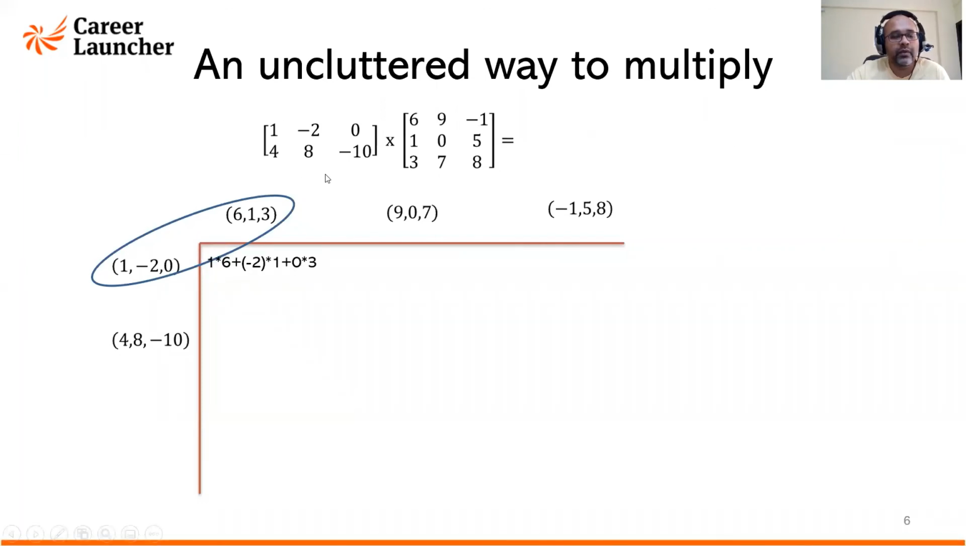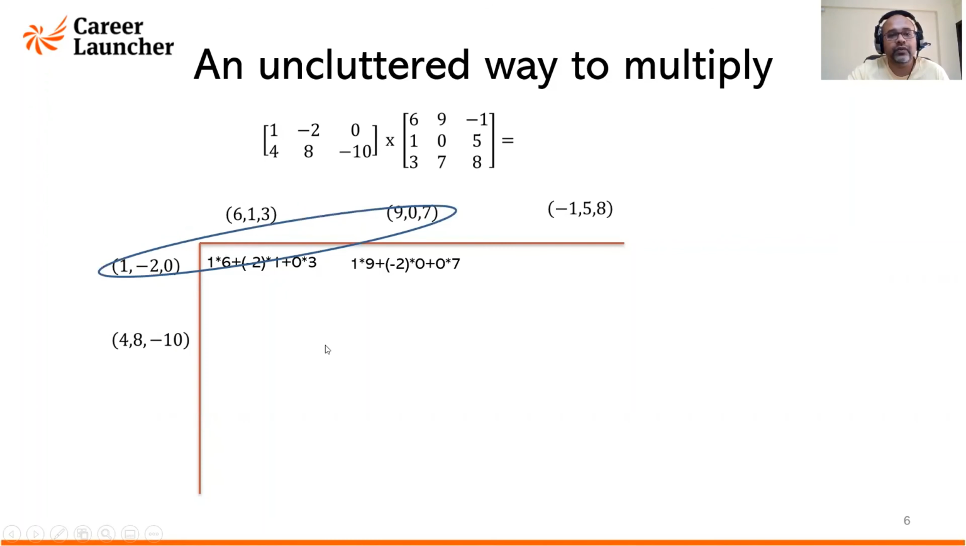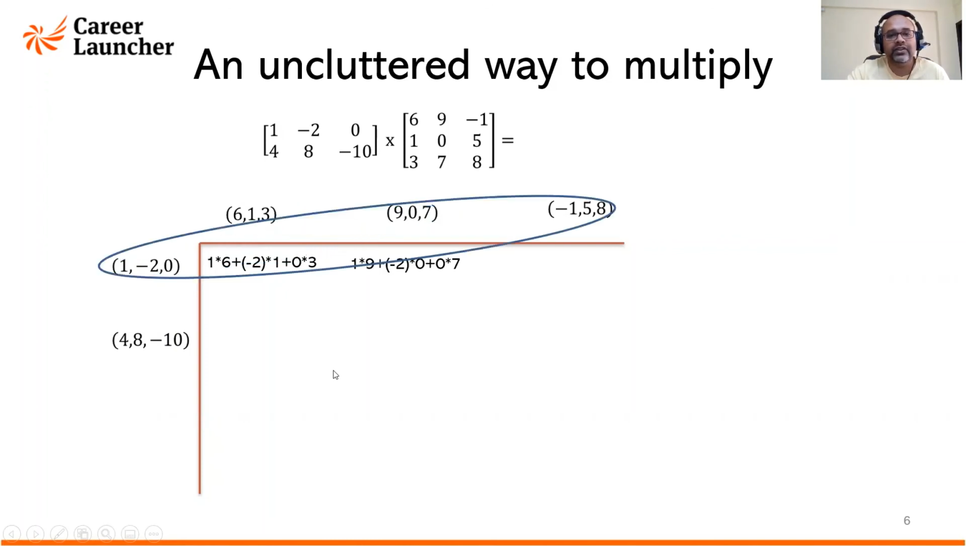What happens? 1 into 6 minus 2 into 1, 0 into 3. So the orientation of row versus column is gone. You are now looking at row versus row kind of a multiplication. It's not that difficult here. It's easy for you to remember this. Then the next 2 will come here. The next 2 will come here. So it's effectively the same thing that you're doing, nothing different.